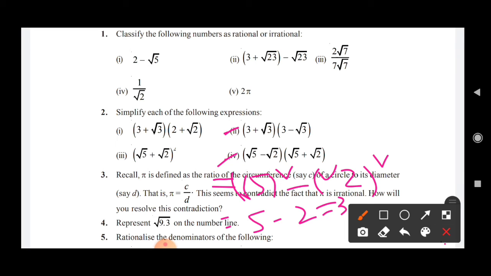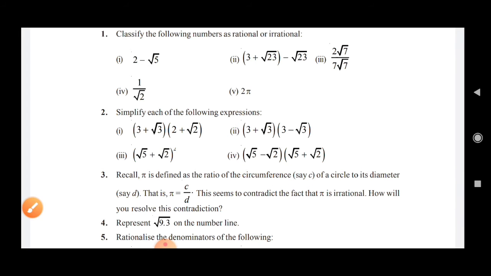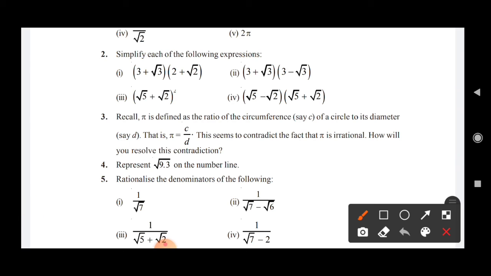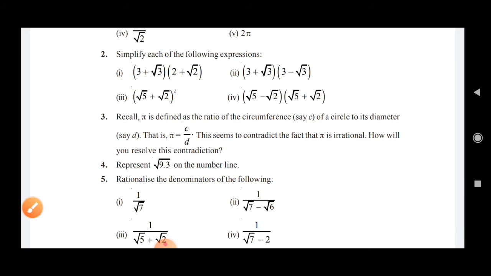Now, question number 3 is not so important, but 4 is important, but here there is a problem that to solve this you must use a geometrical instrument. So in this class, use of a geometrical instrument is not possible, so that is why we should leave this question number 4. Now move to question number 5.